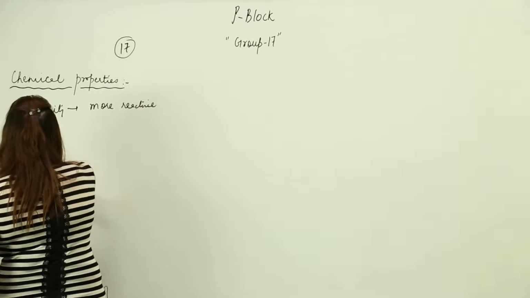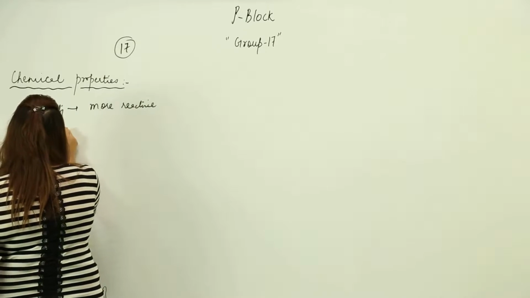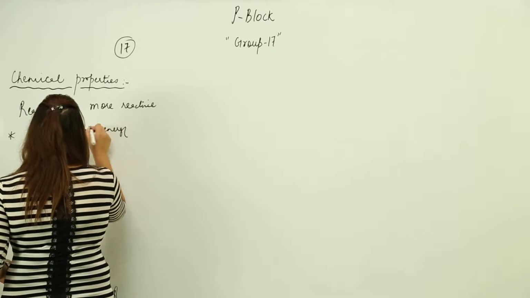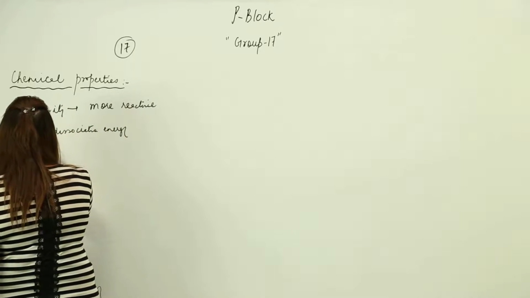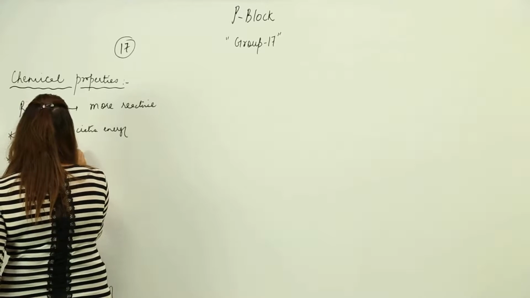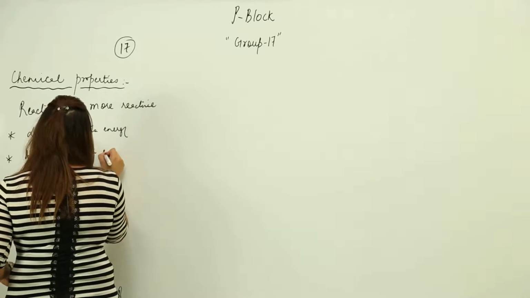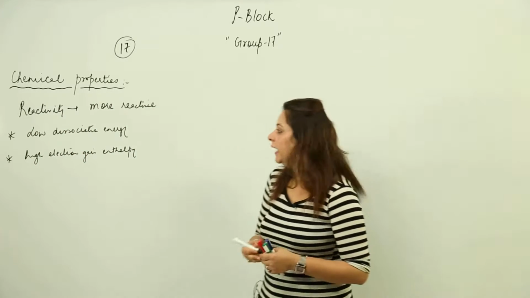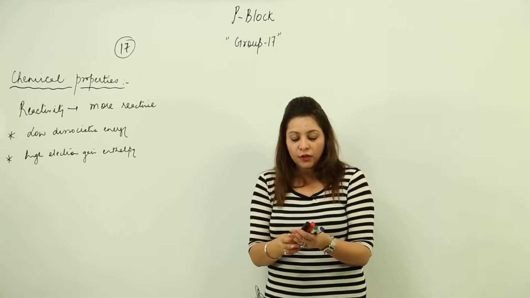The reason being, they possess low dissociation energy, and the second reason is that they possess high electron gain enthalpy. So these are the two reasons that make group 17 very reactive. So they have low dissociation energy. Now what does it mean?